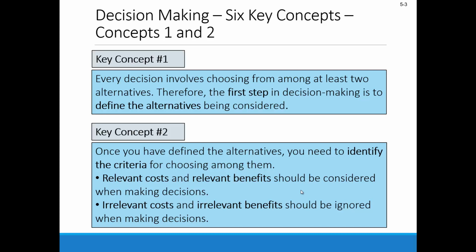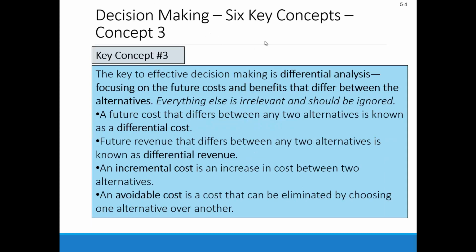So in this particular chapter, we're going to focus on this idea of relevance primarily. So relevant costs and relevant benefits should be considered when making decisions. Irrelevant costs and irrelevant benefits should be ignored when making decisions. Let's talk a little more about what relevance should mean for us from a managerial accounting perspective.